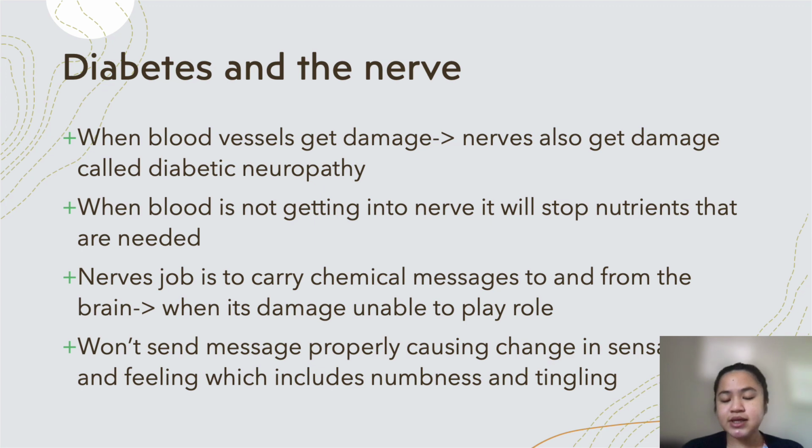When blood is not getting into the nerve, it will stop the nutrients that are needed. The nerve's job is to carry chemical messages to and from the brain. When it's damaged, of course, it's unable to play its role. So it won't be able to send messages properly, causing changes in sensation and feeling, which include numbness and tingling, which again was the case for this patient.